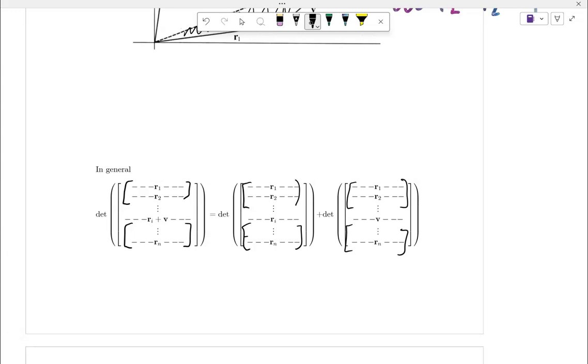I'm splitting up the determinant over a sum in a single row, not the sum of two matrices. It's very important that you don't try to split up a sum in general. There might be some specific matrices that it works for. If one of them is a zero matrix, for example, it works. But generally speaking, you cannot break up a determinant over a sum.